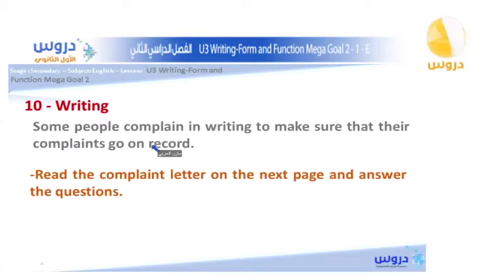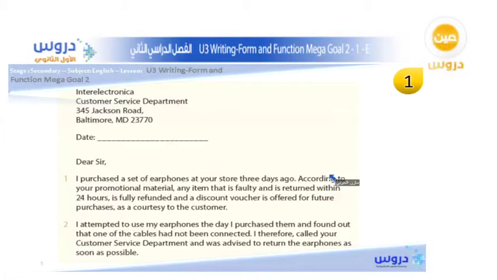So now we're going to read an example of a complaint letter on the next page, and we'll try to answer some questions regarding those complaint letters. So let's begin. So here we have this letter: Electronica, Customer Service Department, 345 Jackson Road, Baltimore, MD 23770. So this is the address of the institution that I want to deliver my complaint to.